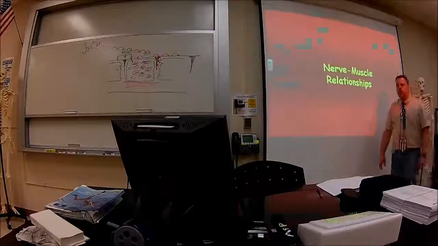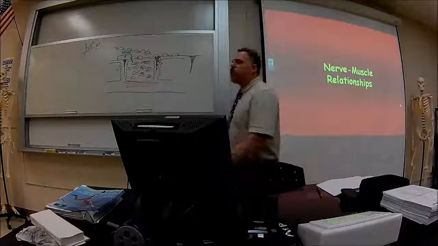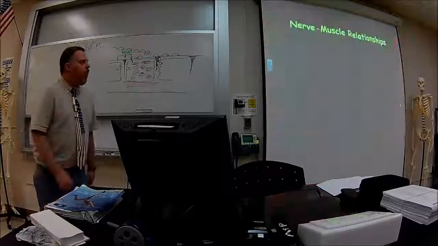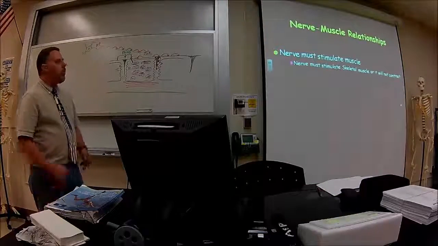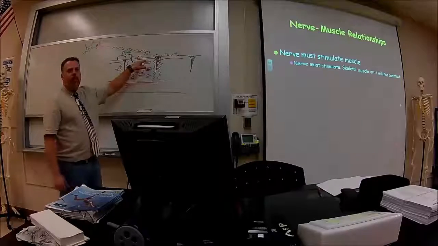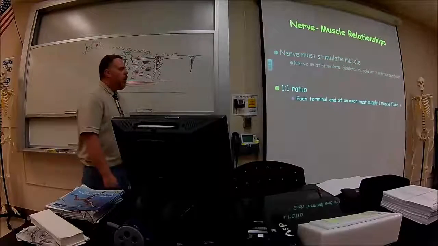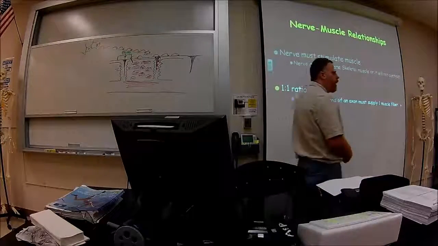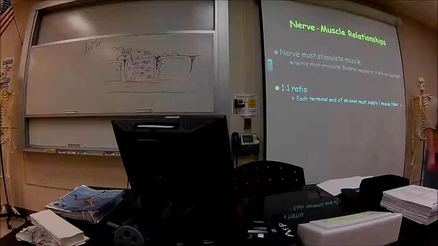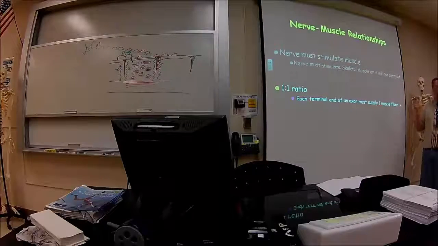All right, the last thing I'll do very quickly is nerve-muscle relationships. Okay? Basically, a nerve must stimulate a muscle. This kind of thing here. All right? We have a 1-to-1 ratio. Each terminal end must go to one muscle fiber.